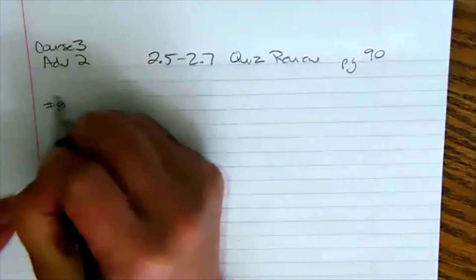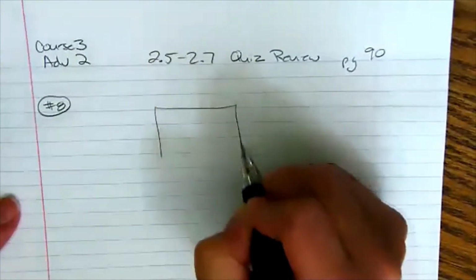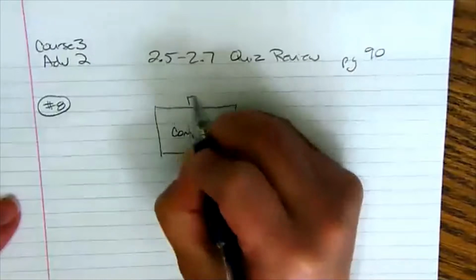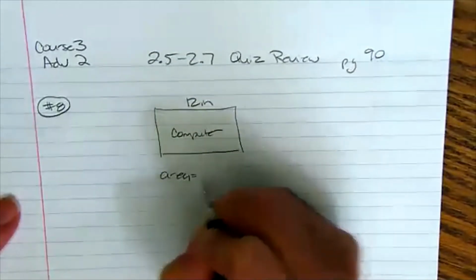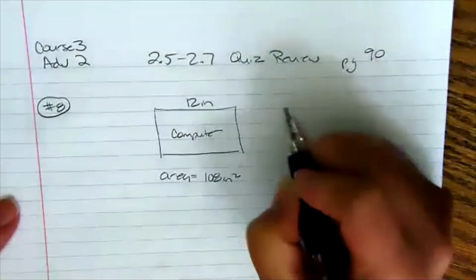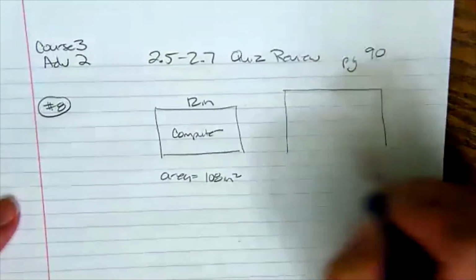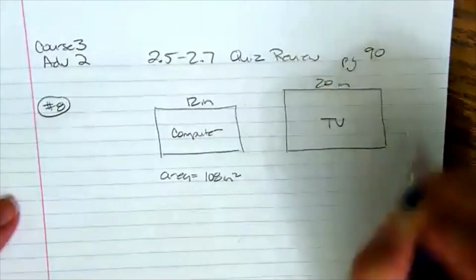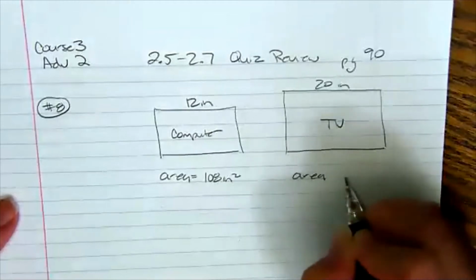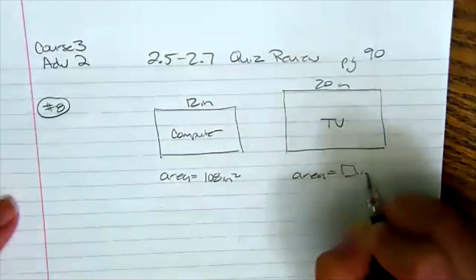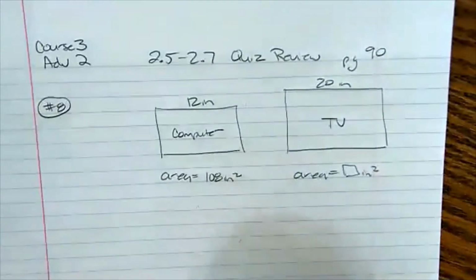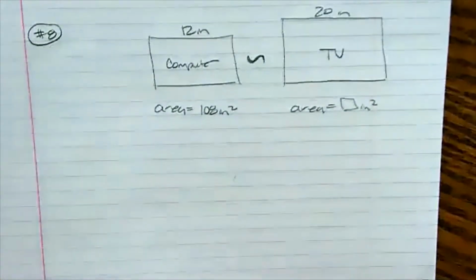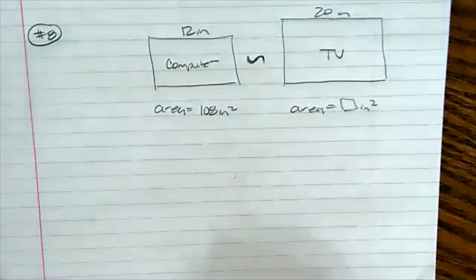Okay. So we have 2 rectangles. This is the computer screen. It has a length of 12 inches and an area of 108 inches squared. This is the TV screen. It has a length of 20 inches, and we want to know what the area is. Okay, and the problem is telling us they are similar. They are similar. So we're going to set up our proportion.